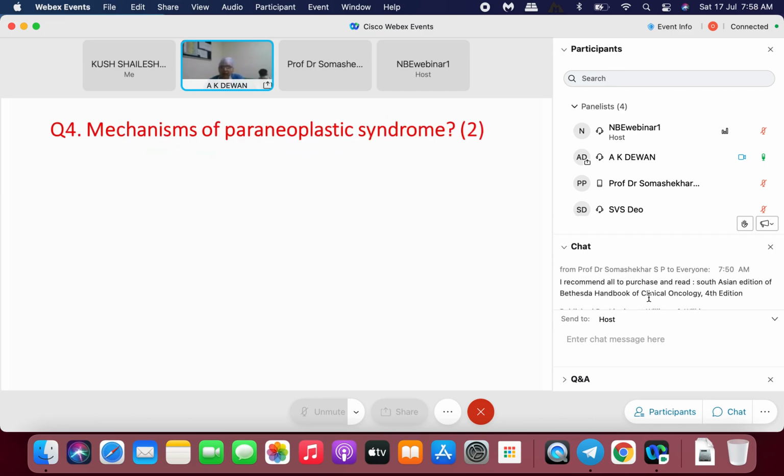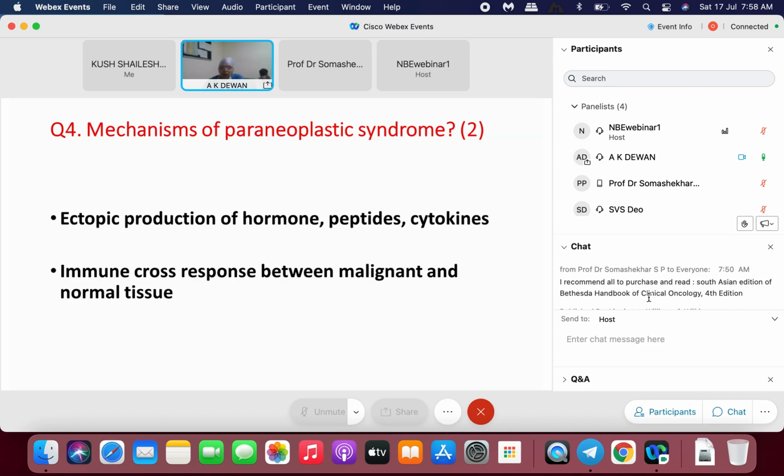Next question is the mechanism of paraneoplastic syndrome. This is of 2 marks. Ectopic production of hormones, peptides, cytokines, immune cross response between malignant and normal tissue. If you answer these 2 like this, you get full marks. Even if you write ectopic production of this, you get 1 mark.